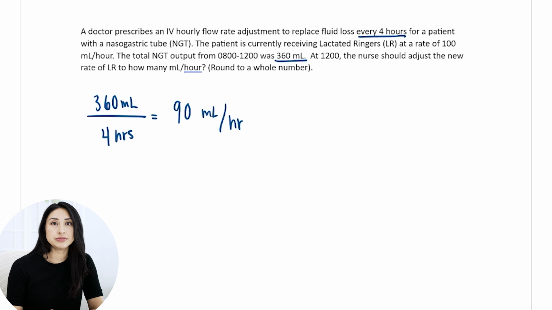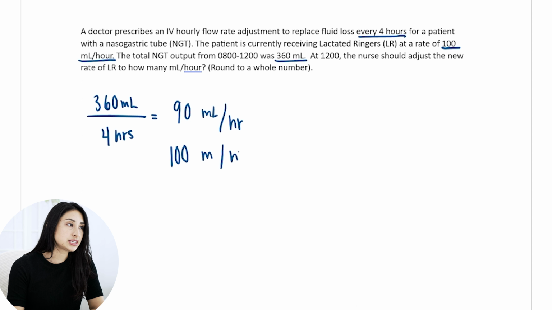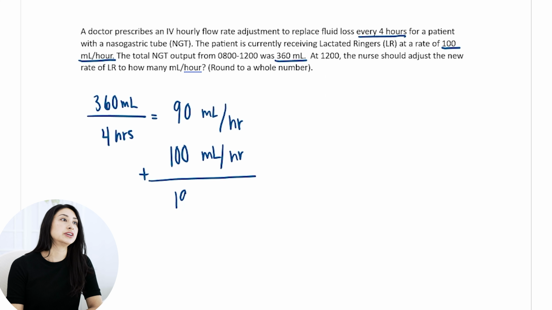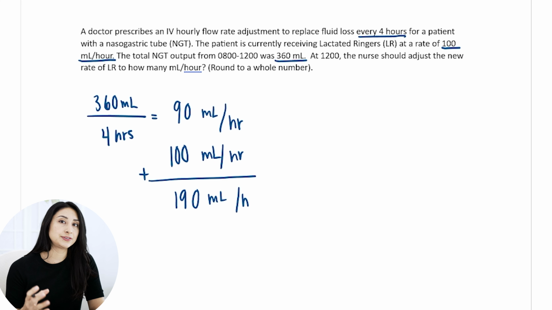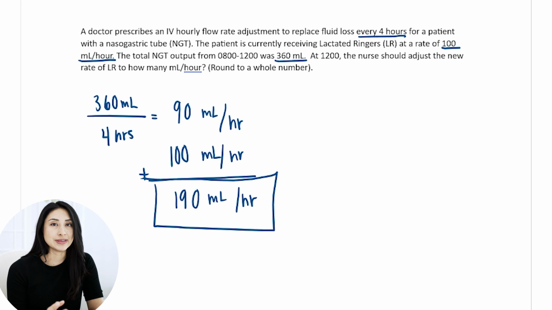Again, this is only telling me the new IV flow rate based off of the fluid loss. But my patient already had fluid going. They had lactated ringers, and it was going at 100 milliliters per hour. So now I'm going to give the initial rate, those 100 milliliters per hour, plus my replacement, which is that 90 milliliters per hour, and this is my final answer. So for this patient, over the next 4 hours, I have to give 190 milliliters per hour.